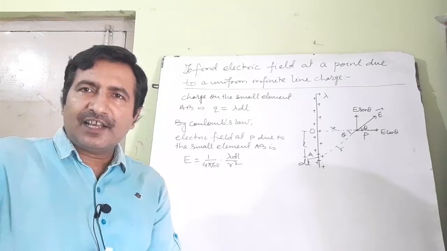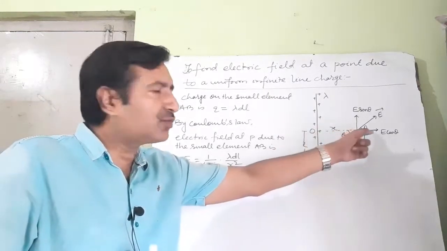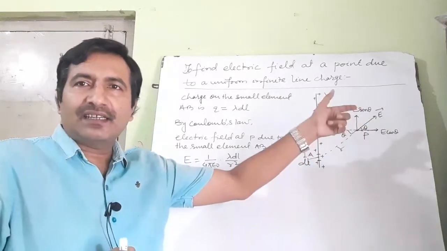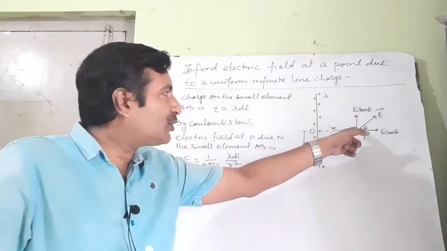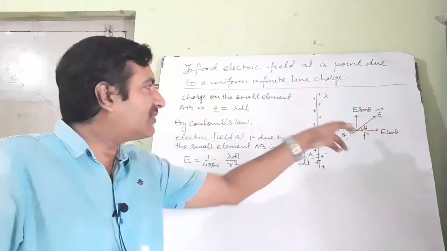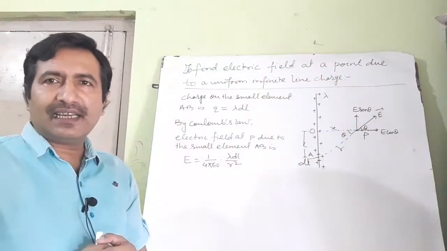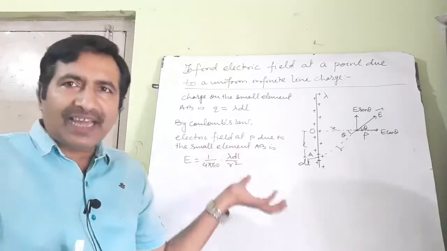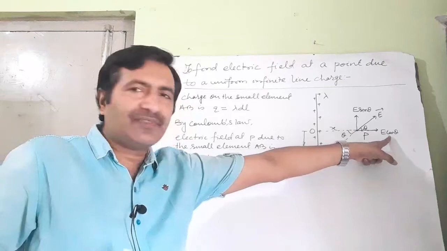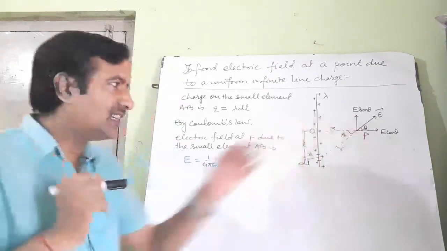Is it clear? So there will be no net field along the direction perpendicular to this line, but all the elements will contribute electric field in this direction. Hence the net electric field will be in this direction, along the direction of E cos theta. Is it clear? So I will find the expression for electric field along this direction due to all the elements, and that will be the net electric field.